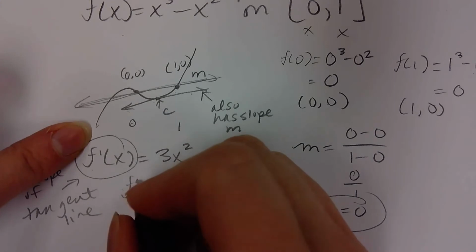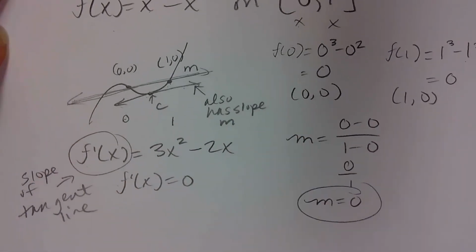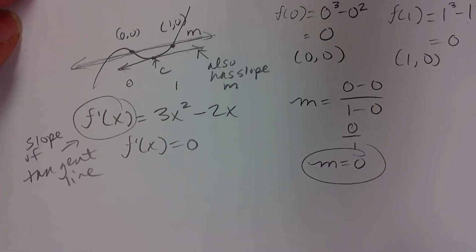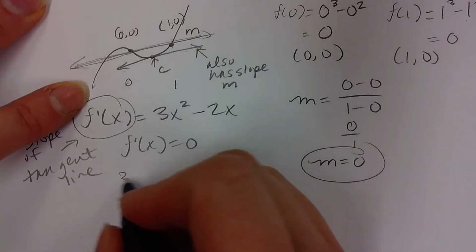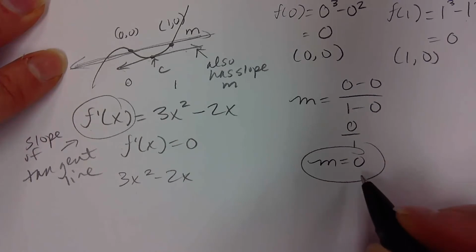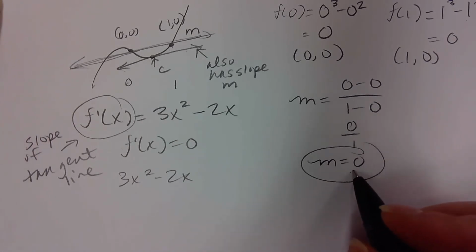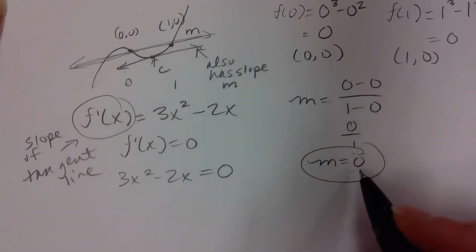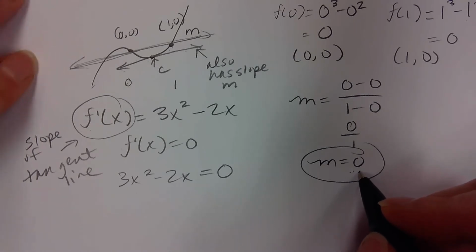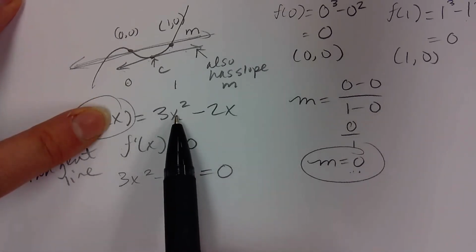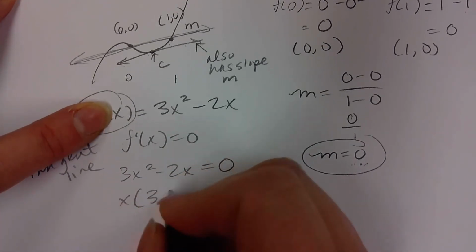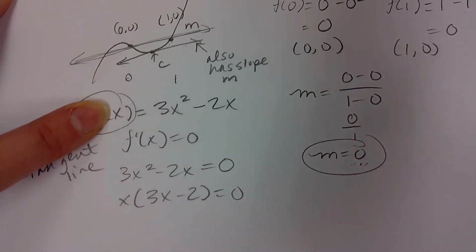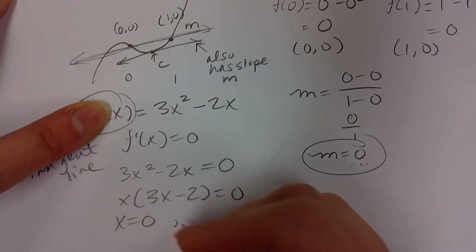So I want to make sure that f prime of x equals 0, and I want to find the x where that happens. In order to solve for that x value, I'm going to take my derivative, the 3x squared minus 2x, and make it equal to that slope I already found. In this case, it happens to be 0, but it could be 27, it could be 2/3. So I'm making my derivative equal to the slope of the endpoints, and then I'm going to solve for x. I factor, and then I have my two x values.